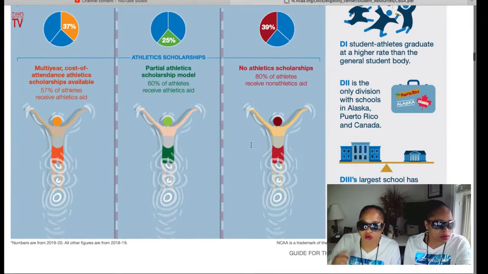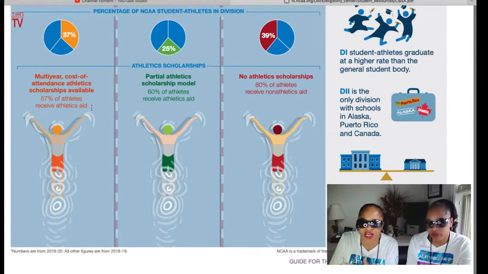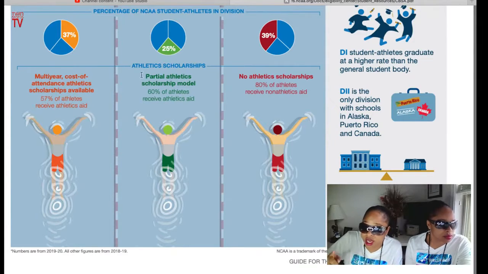This part right here is really important, so make sure you pay attention. Talking about the athletics scholarships, so important. Multi-year cost of attendance athletic scholarships available. 57% of athletes received athletics aid. So that could be scholarship, that could be financial aid, could be any kind of combination, grants, combination of stuff. Most of the time, it's a free ride. And that's for your Division 1.